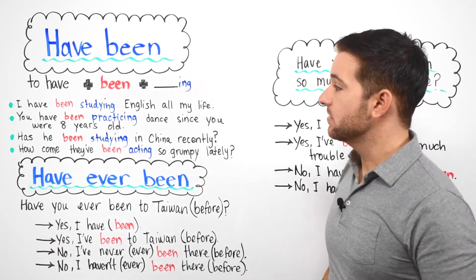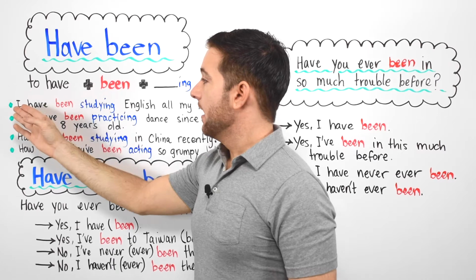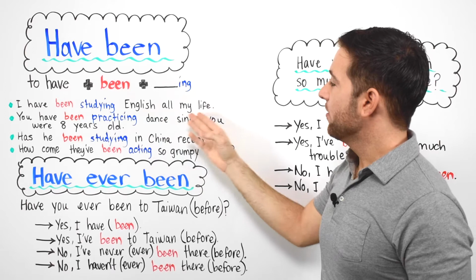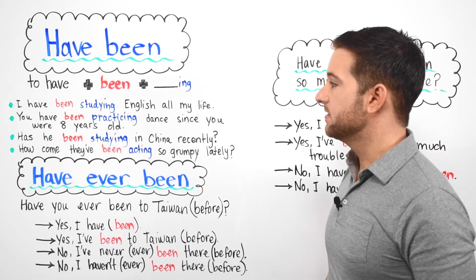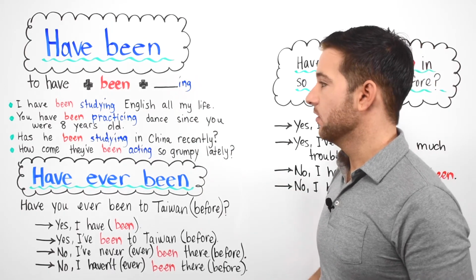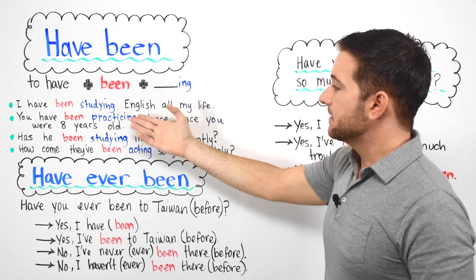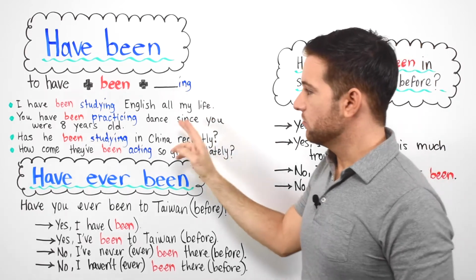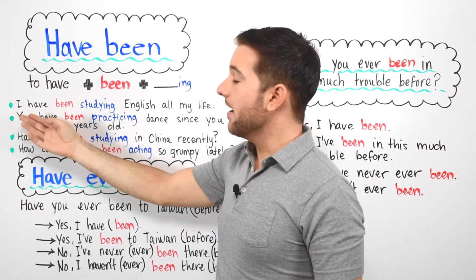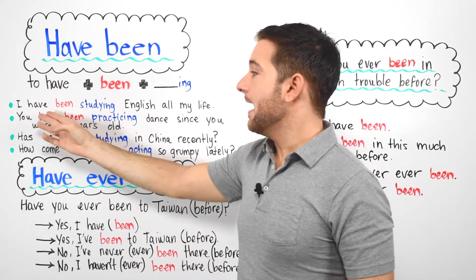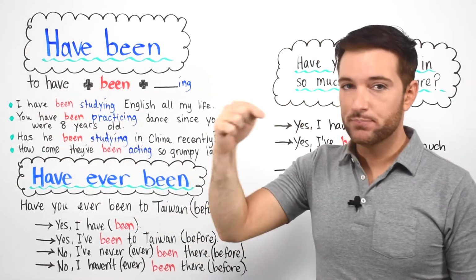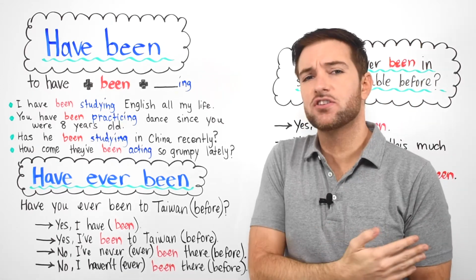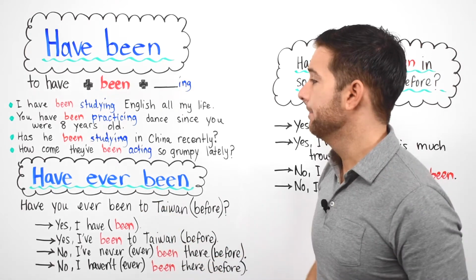Okay, so in the first example you can see that it says, I have been studying English all my life. I have been studying English all my life, okay? So you're talking in this case, all your life, a long, long time ago when you were little, you started to study English. And from that moment, you have been studying English up to the present, okay? Up to the moment right now. So you can say, I have been studying English all my life, okay?